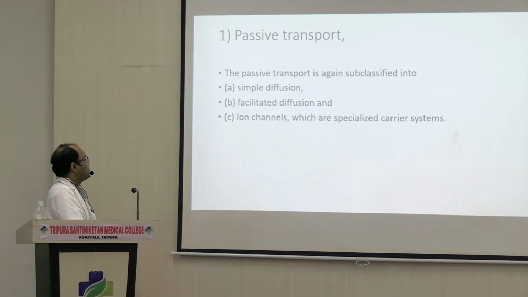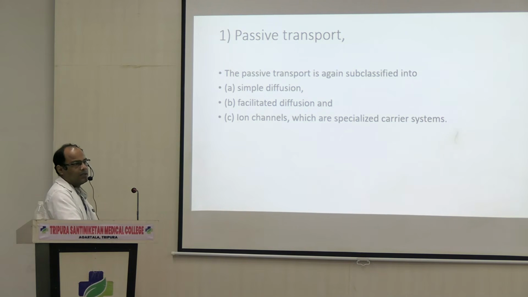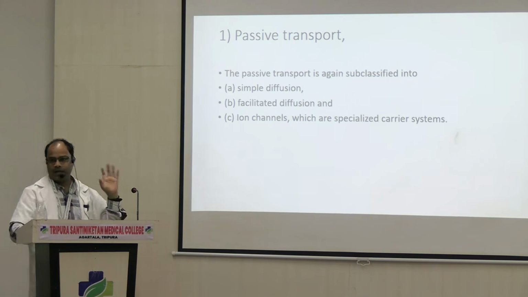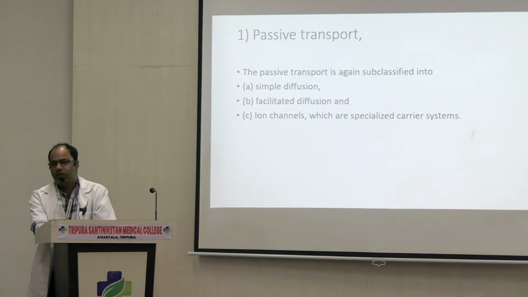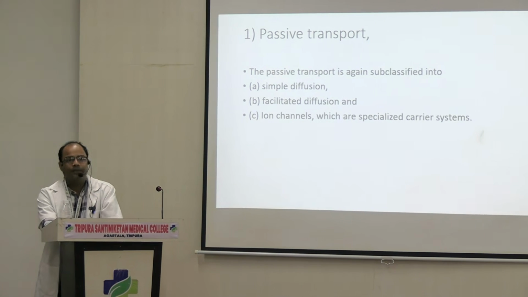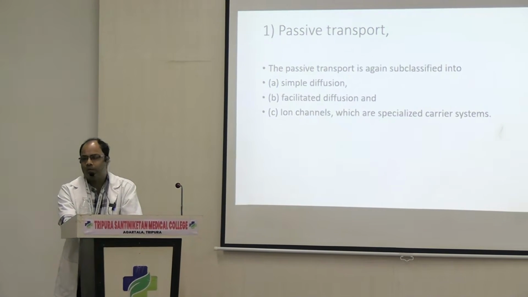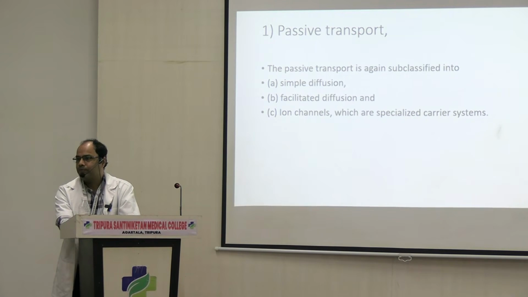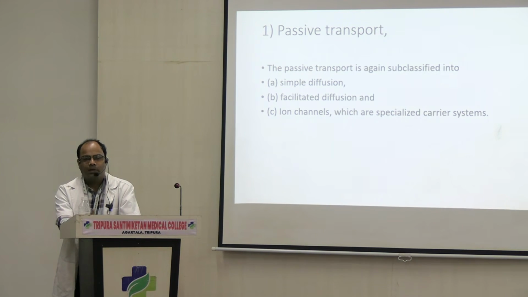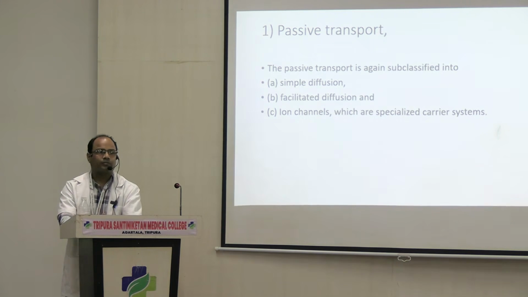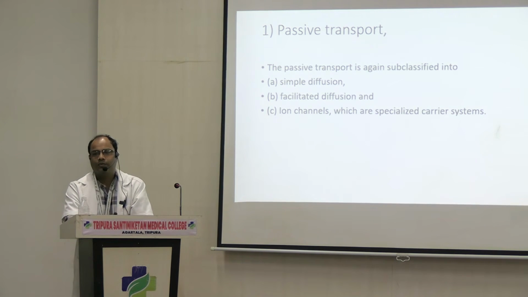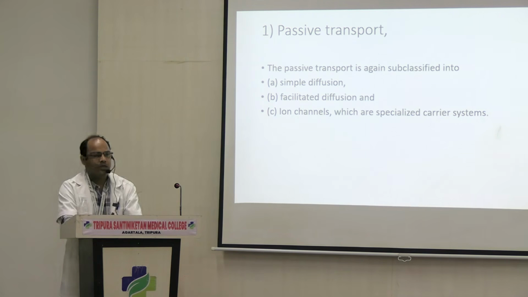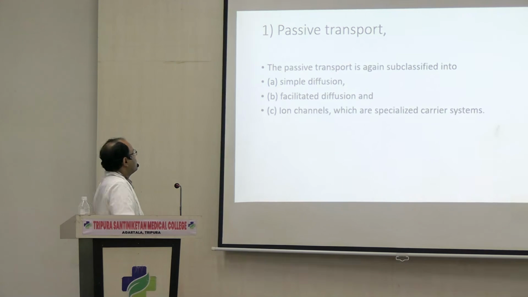Passive transport means they just pass through easily without any concentration gradient, without any energy. For example, oxygen and carbon dioxide, these gases pass through the cell membrane easily by passive diffusion or passive transport. That doesn't require any energy, and doesn't even require any transport protein. This is called simple diffusion.